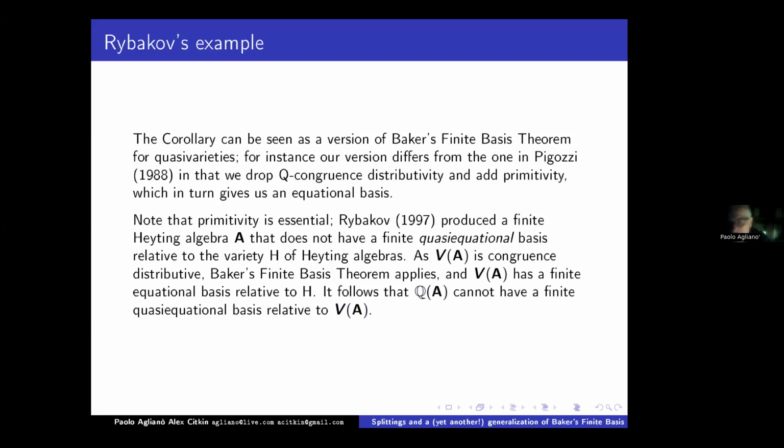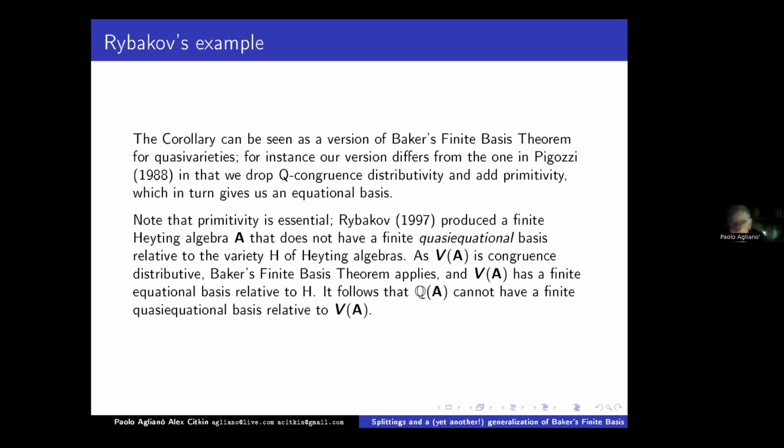Now, primitivity is essential, of course, right? Because, for instance, Rybakov produced a finite algebra that doesn't have a finite quasi-equational basis relative to the variety of algebras. Now, of course, the variety generated by A is congruence distributive, so U of A has a finite equational basis relative to the variety of algebras, and of course, Q of A cannot have a finite quasi-equational basis relative to the variety generated by A, otherwise, putting together the two bases, we would have a finite basis relative to the entire variety of algebras, which doesn't exist. Okay, so this is an example.